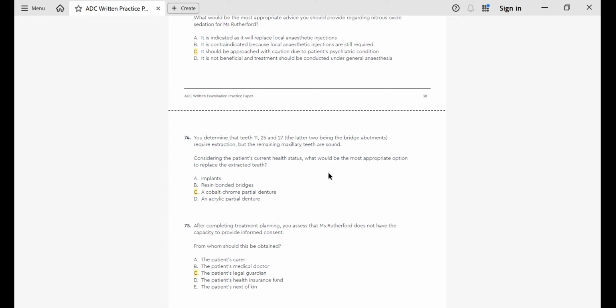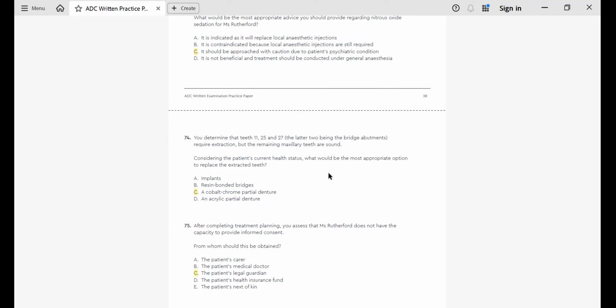Okay, after completing treatment, again, a very interesting question answered wrongly almost 100% of the time that I see on social media. After completing treatment planning, you assess that Miss Rutherford does not have the capacity to provide informed consent. From whom should this be obtained? The patient's legal guardian. A lot of candidates tell me, and I think this is in the ADC past questions, they send me a picture. Why legal guardian? Why not carer? Legal guardian and carer are not the same people.